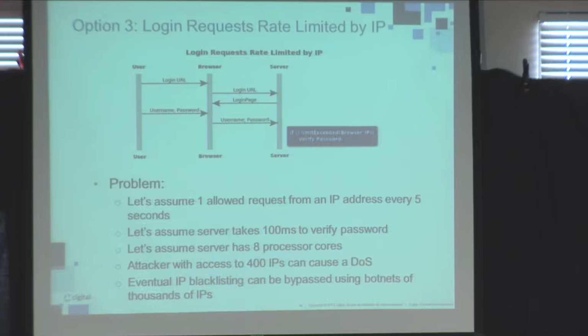Eventual blacklisting of IPs, so if you see a whole bunch of requests coming in from IPs at a sustained rate, you could just blacklist those. But again, if the attacker has access to thousands of IPs, they'll just try 400 at a time. When they get blacklisted, he'll just move on to the next 400. So it doesn't really solve the problem. However, it's something good that we should be doing regardless, because it will stop certain types of attacks.